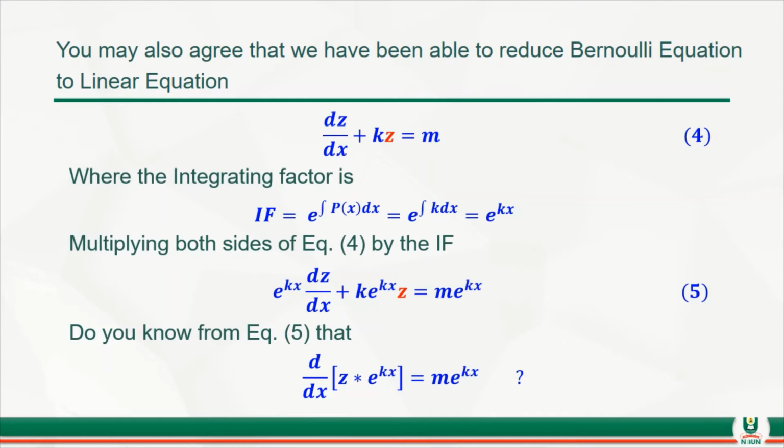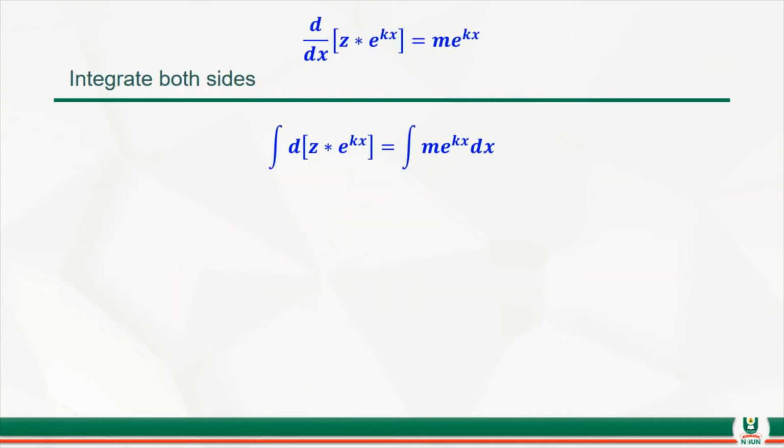Let's see, for instance, if you keep your z and you differentiate exponential kx, what we have will be k exponential kx, which is the second term of the left hand side of equation 5. If we keep your exponential kx and you differentiate z, what we have is exponential kx dz/dx, which is the first term of the left hand side of equation 5. You can now see that we are correct. We can rewrite equation 5 as d/dx of the bracket of the dependent variable we are looking for multiplied by exponential kx. So let's integrate both sides.